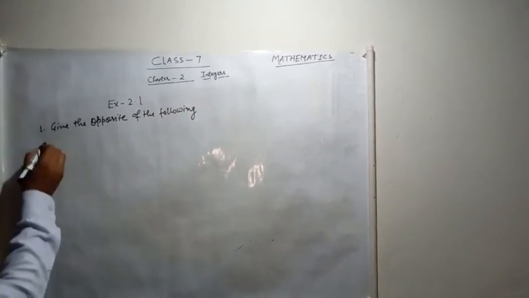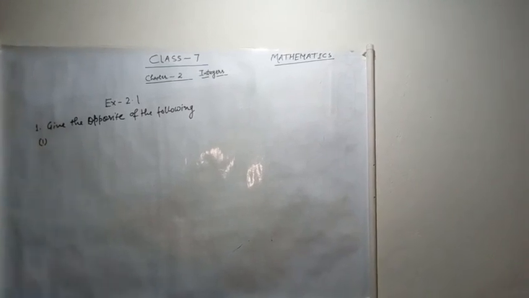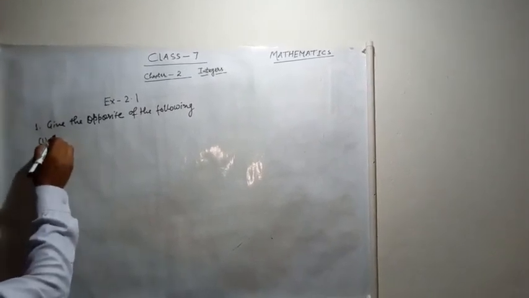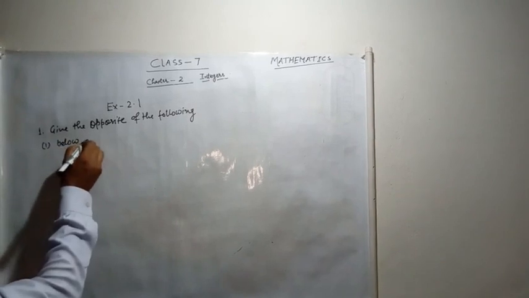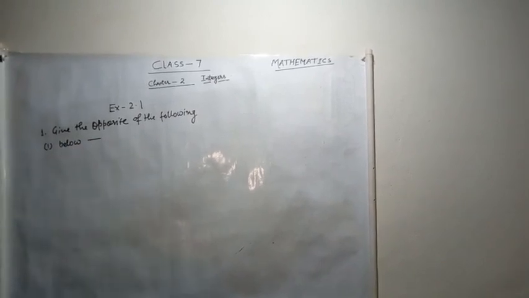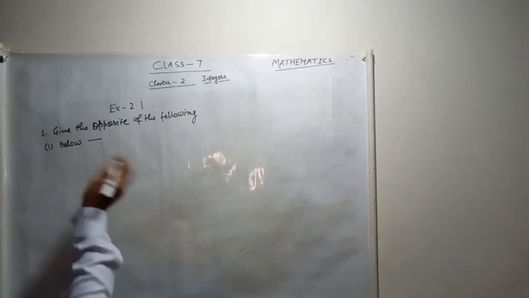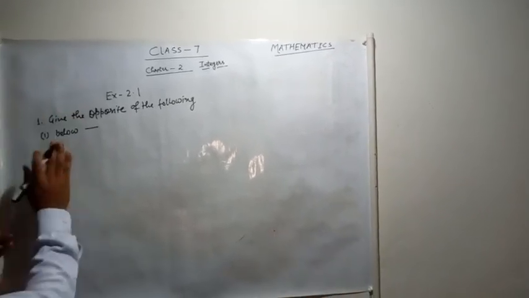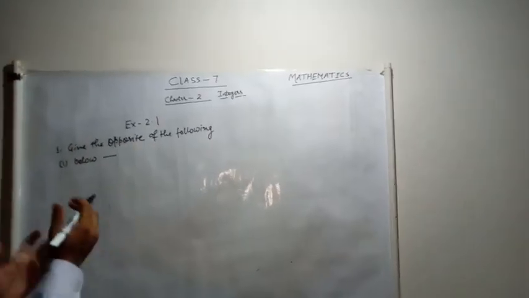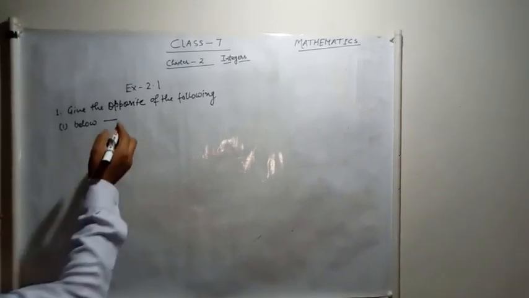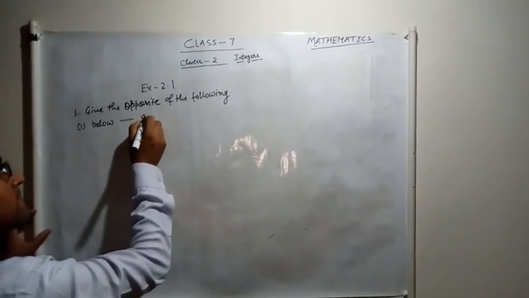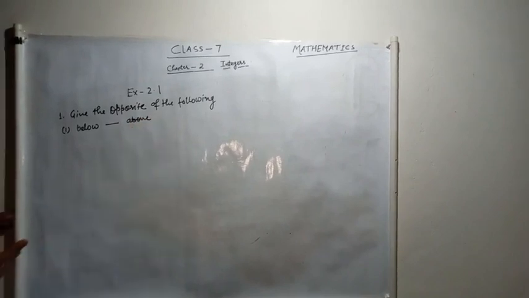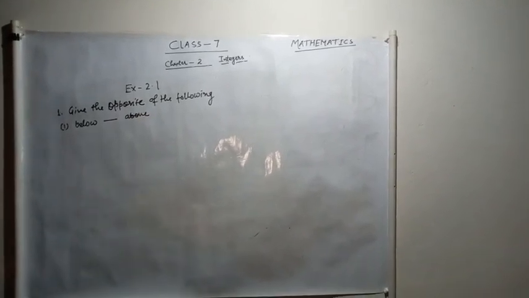In that, the first one is below. You know that the opposite of below is above. Below is the downside, and its opposite is the upside. So the opposite of below is above. By this way you can solve this type of question.